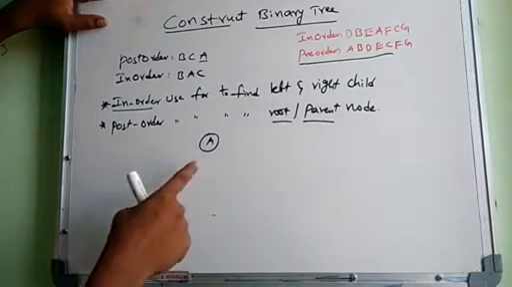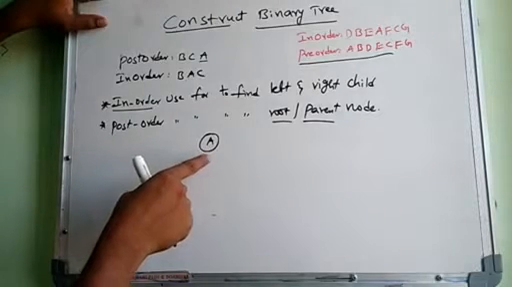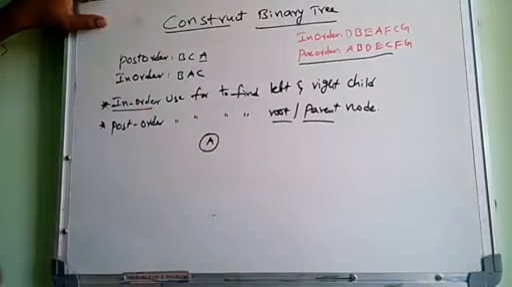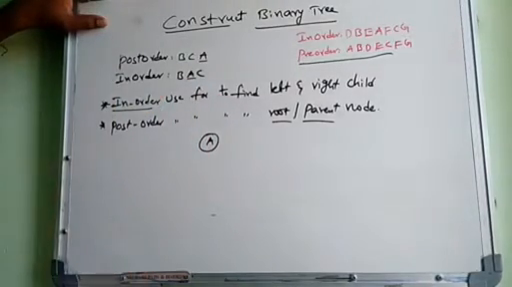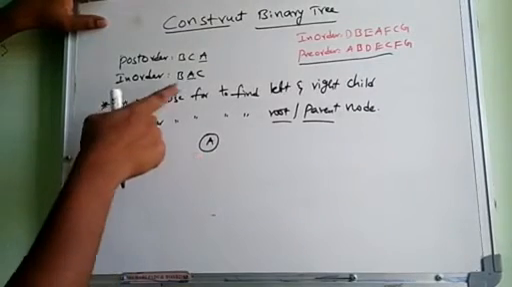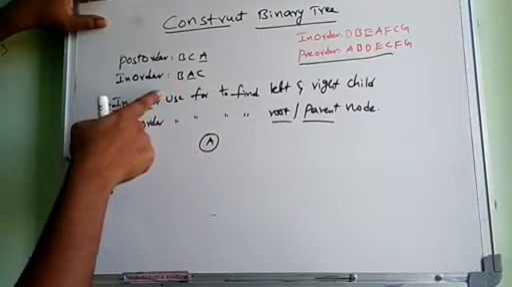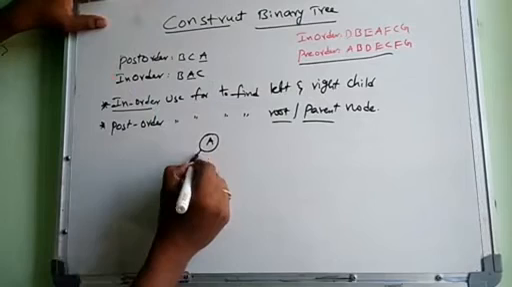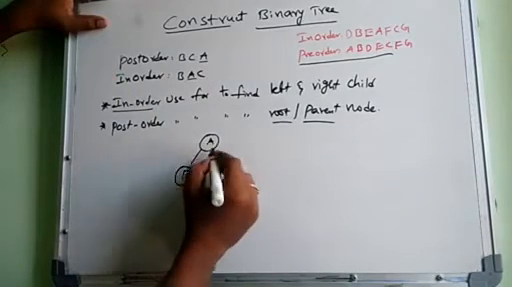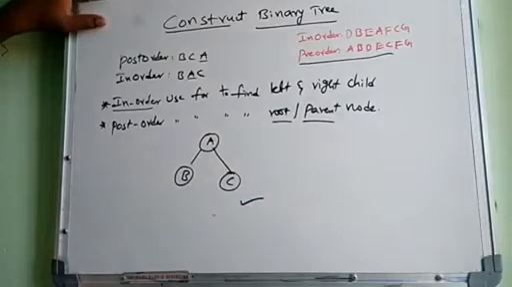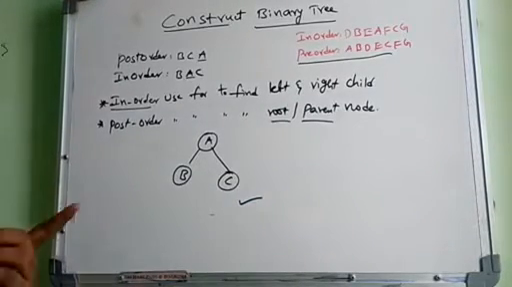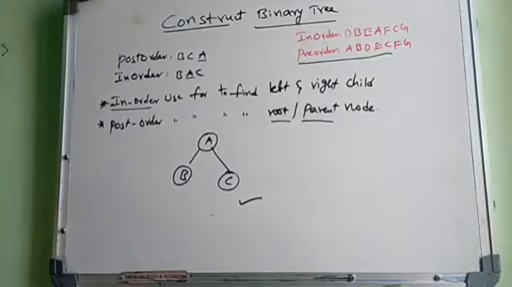Next, to find who are the children of node A, go for in-order. First identify A, because A is already visited. The nodes currently on the left side of A and the right side of A become the children of A.